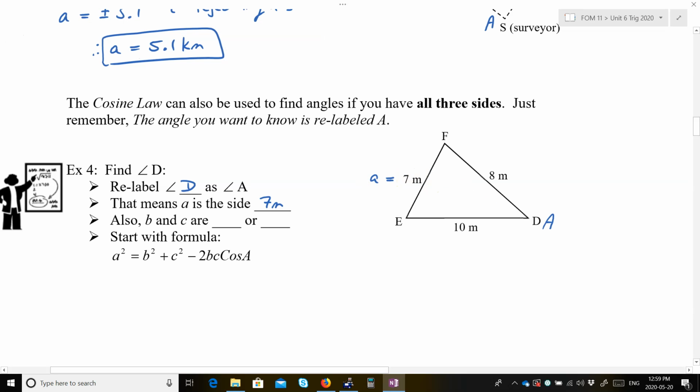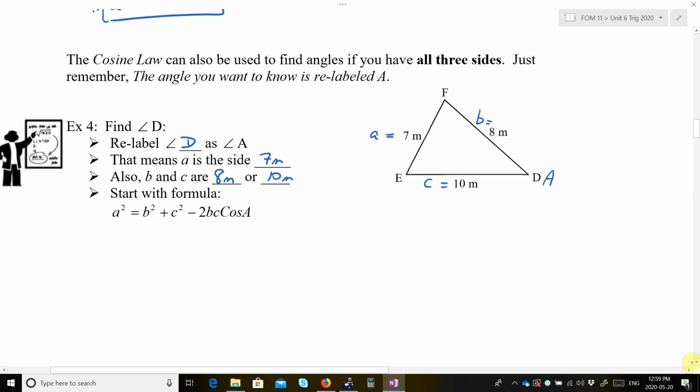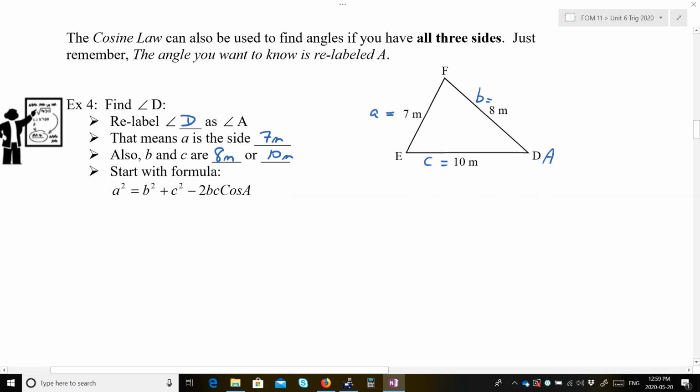Okay, so since this is little a, and once you've determined where little a is, it doesn't matter which one is B and which one is C, because they are on the same side of the equation. Also, B and C are 8 meters or 10 meters. These are kind of interchangeable. So start with the formula a squared equals b squared plus c squared minus 2bc cos A. And this time, guys, the thing that we want to get by itself is capital A, the angle.